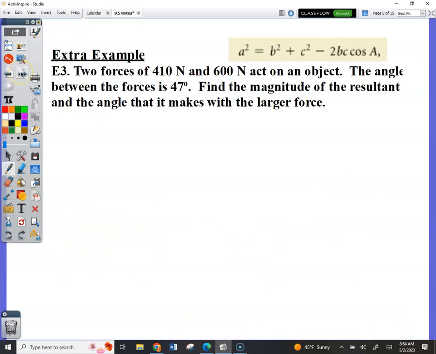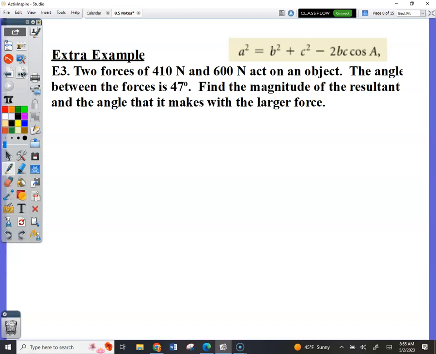Okay, so we're going to look at this. Yep, there it is. We've got two forces acting on an object. The angle between the forces is 47. Ooh, they gave it to us this time. Find the magnitude of the resultant and the angle that it makes with the larger force. This is the exact same type of problem. The difference is we don't have a right angle.